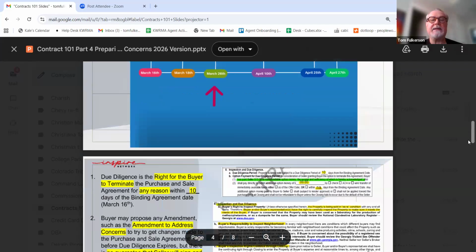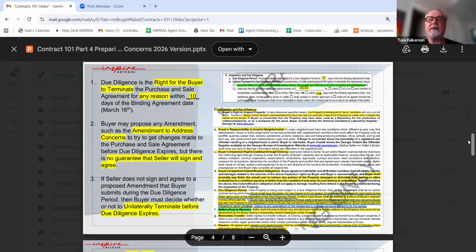So that being said, what we have highlighted here in yellow and green, I'm going to review that with you right now. The due diligence is the right for the buyer to terminate the purchase sale agreement for any reason within the 10-day binding agreement date, which is the example here. Those dates are going to vary depending on what you negotiate in your contract. Usually, I'll see between 7 and 10 days.